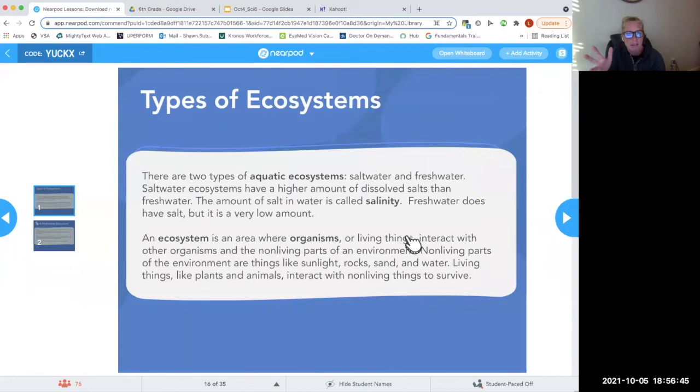So we have types of ecosystems. There are two types of aquatic ecosystems, okay? We have a saltwater, we have a freshwater. Saltwater ecosystems, we know this because we both live by saltwater, have a higher amount of dissolved salts than freshwater. The amount of salt in the water is called salinity.